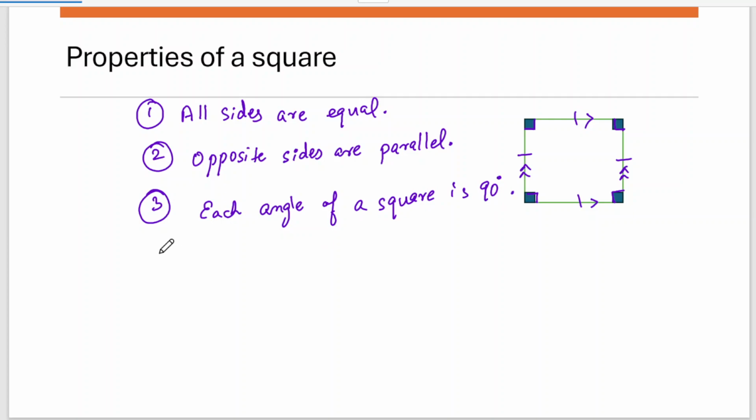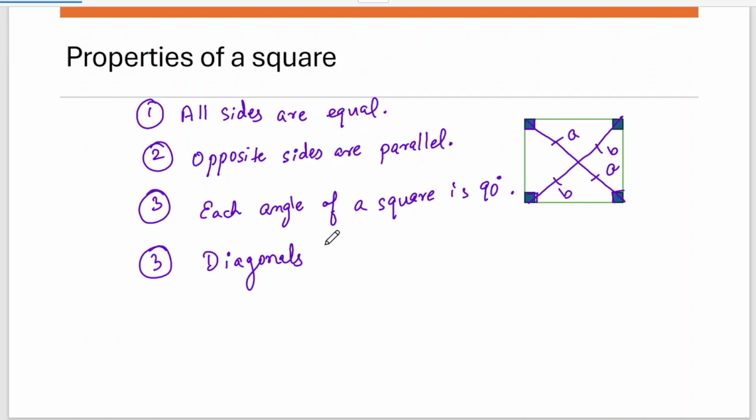Okay, now the next point. Mostly it is about the diagonals. It is a part of the parallelogram, so we can say that diagonals of the square are bisecting each other. That means if it is A, then this is also A. If it is B, then this is also B. That means diagonals bisect each other.